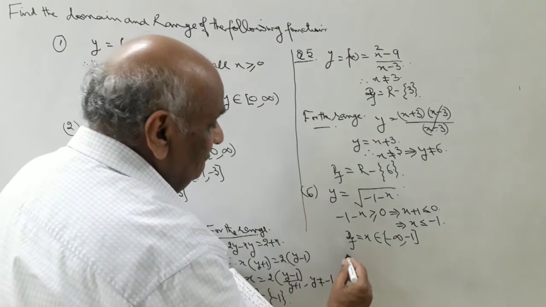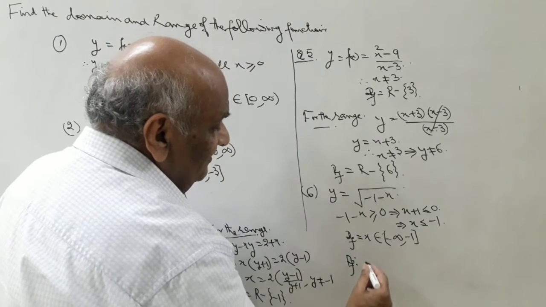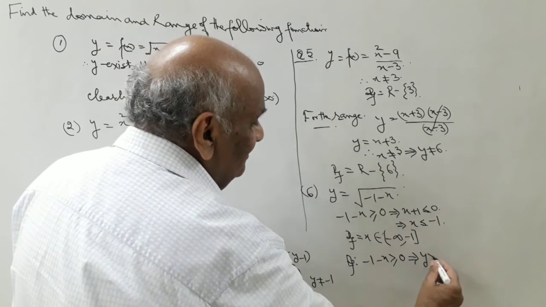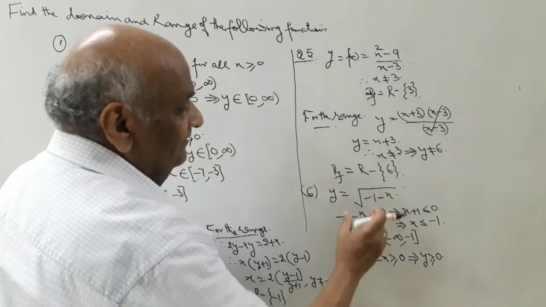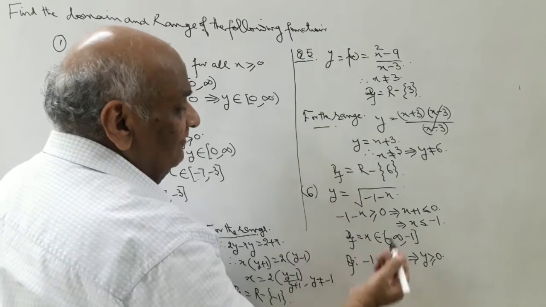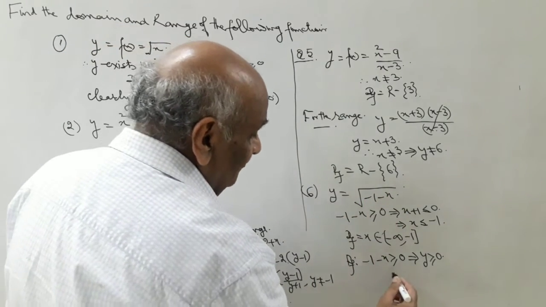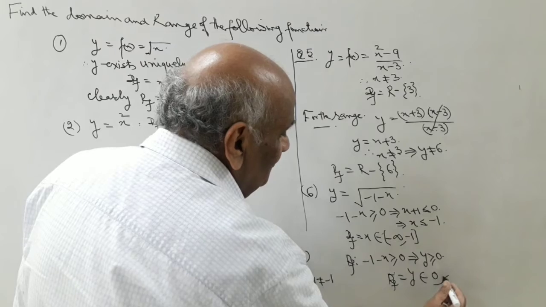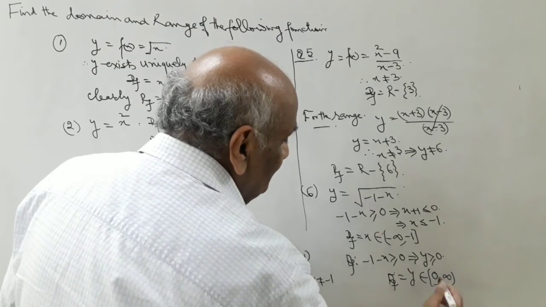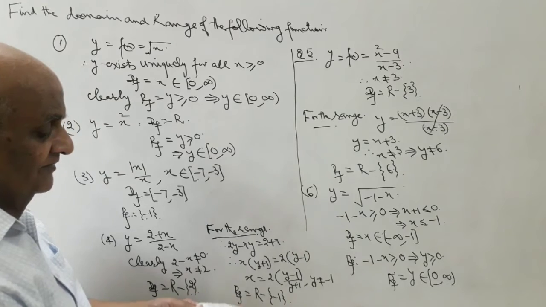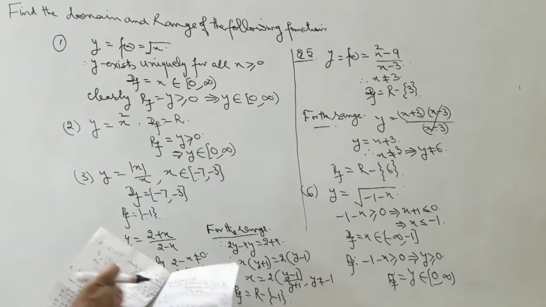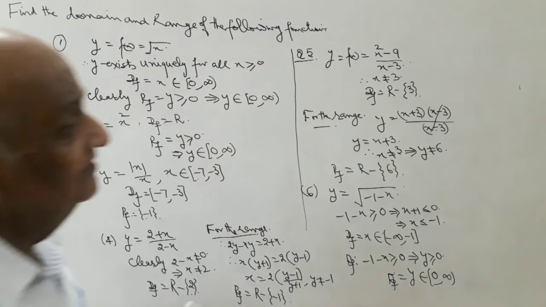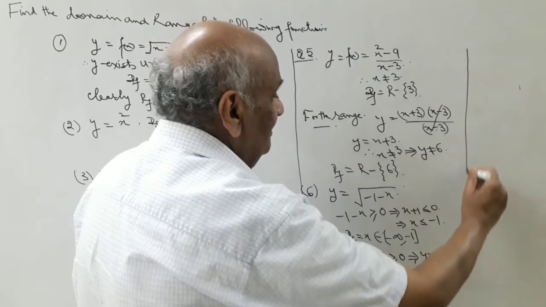Now for the range of the function: minus 1 minus x greater than or equal to 0 implies y is greater than or equal to 0. Check it out. You put in the values here, and y will actually be 0 or greater than or equal to 0. So the range of the function is y belongs to 0 to infinity, closed on the left hand side. Check this, please. This is for the domain and range of y is equal to under root of minus 1 minus x.